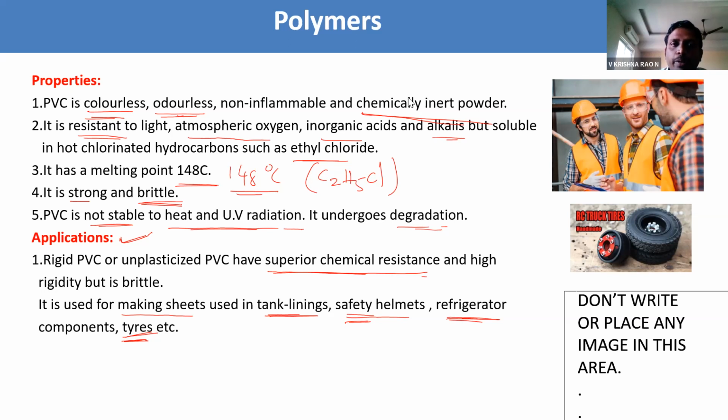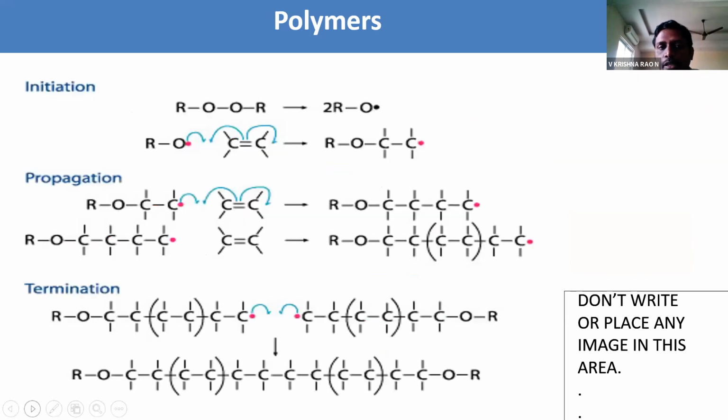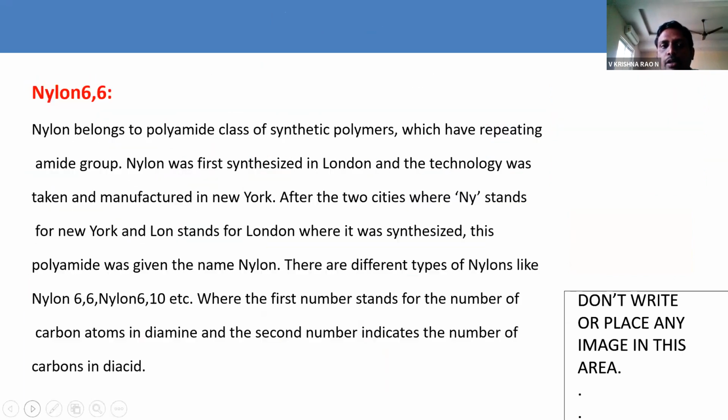How are we going to prepare PVC, polyvinyl chloride? Polyvinyl chloride is obtained by heating vinyl chloride in the presence of hydrogen peroxide or benzoyl peroxide under pressure, which gives the polymer, polyvinyl chloride.